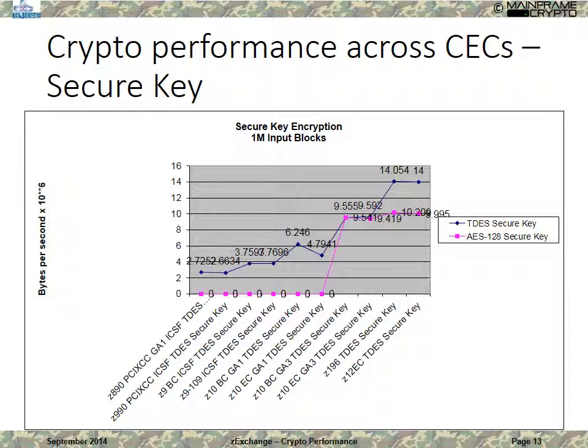Triple DES, on the other hand, the performance improvement has been a little bit more dramatic, going way back to the z890. You could do 2.7 times 10 to the 6. Now you can do 14.0 times 10 to the 6 bytes per second on the Crypto Express cards. So again, staying on current technology will provide the best performance.